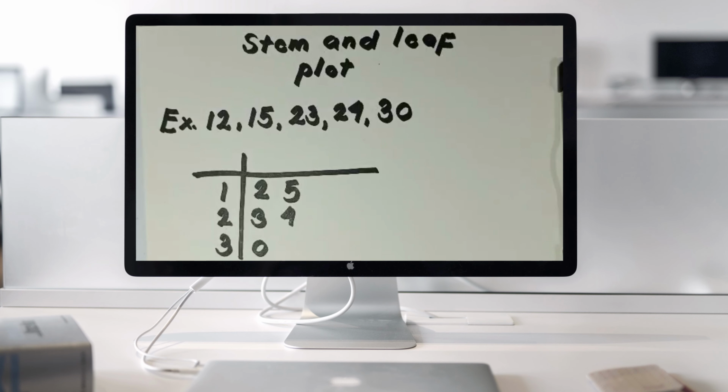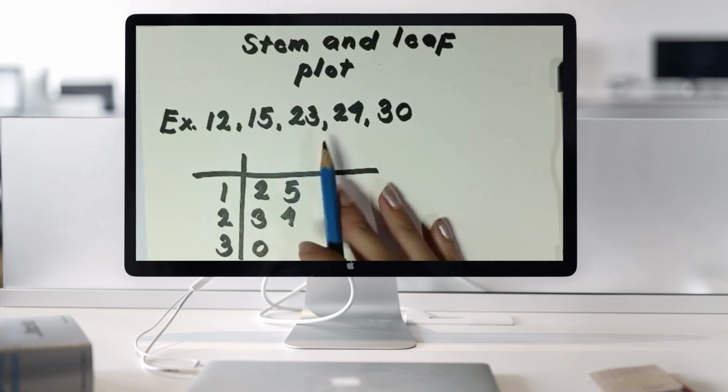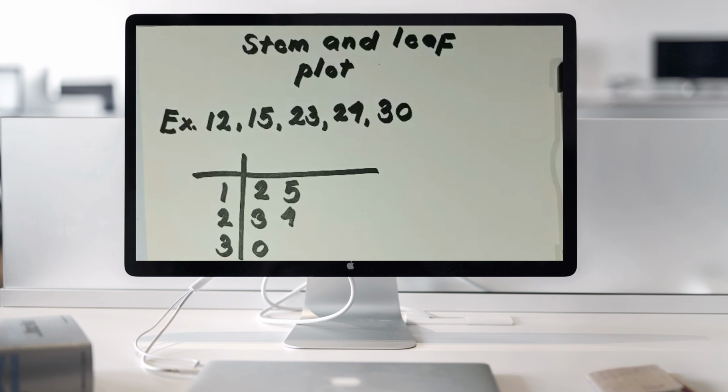Paano nga ba magsulat ng data using stem and leaf plot? For example, meron tayong data which is 12, 15, 23, 24, and 30. Paano nga ba natin siya isusulat using this method?